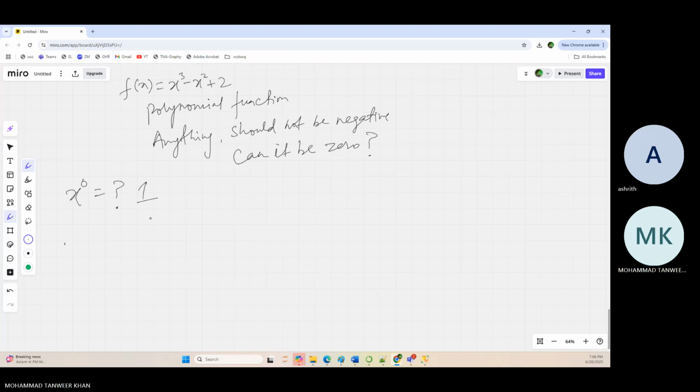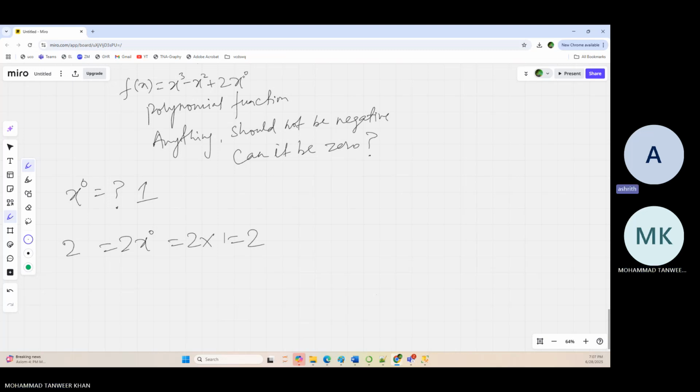Yes, sir. So can you write this 2 as 2 into x to the power 0? Because x to the power 0 is 1. So I can write 2 into 1 equals 2. So can I tell this 2 is nothing but 2 into x to the power 0? Yes, sir. So now what is the power of x? 0. Now tell me, is 0 allowed or not? It's allowed, sir.